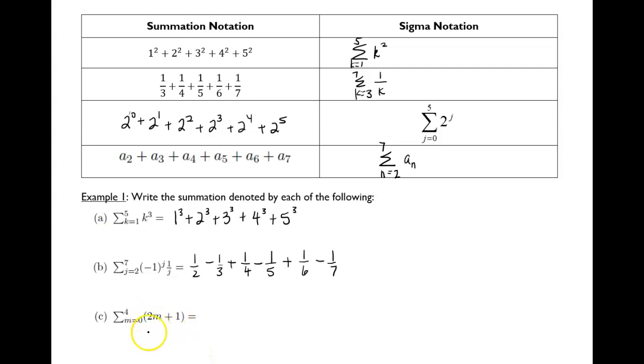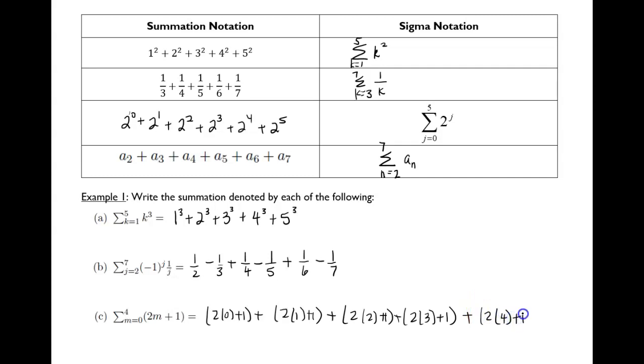Sometimes we'll have a bigger expression that we need to plug into, like 2m plus 1. Each time, I'll do 2 times 0 plus 1, plus 2 times 1 plus 1, 2 times 2 plus 1, 2 times 3 plus 1, and then we'll end with 2 times 4 plus 1. Make sure you have sums in between each of those. So this was all just review.